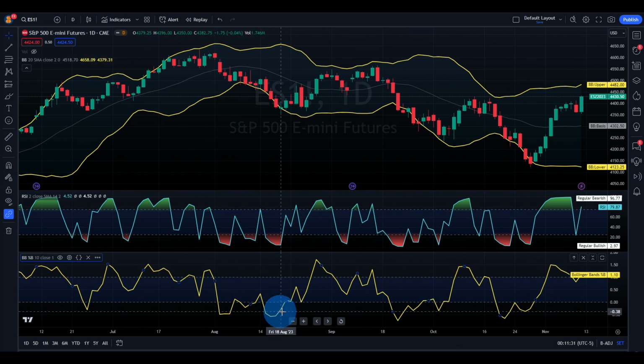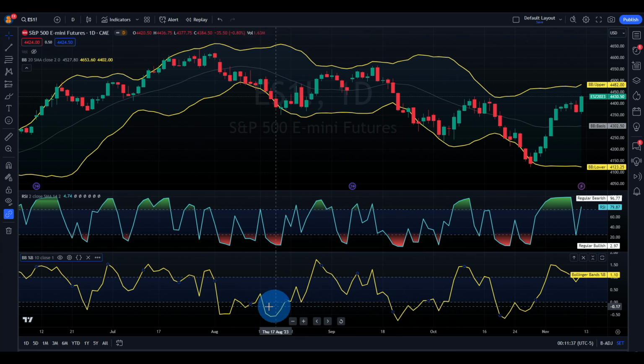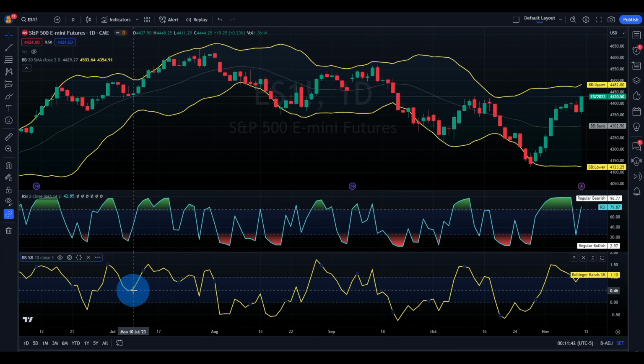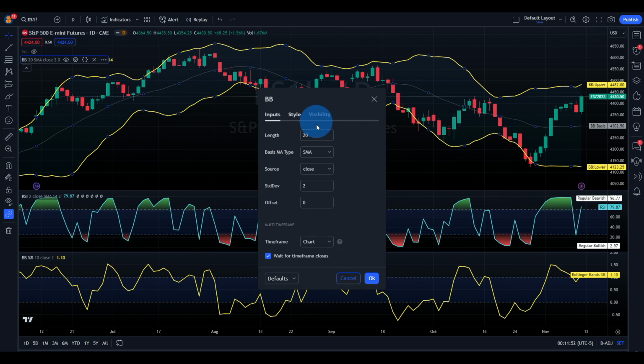Now you can see that we match the RSI2, not completely, but we definitely have about the same number of signals. You can see this is a signal, this is not, this is a signal, this is not, but otherwise we match it closely. And just to show you how this looks here, this is 10 and this is 1.